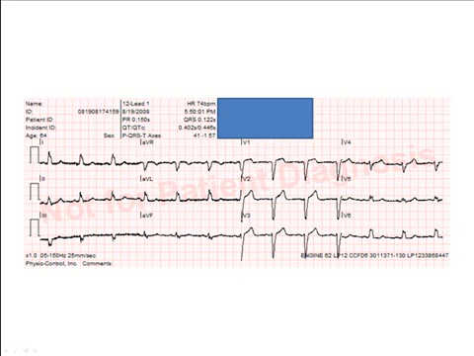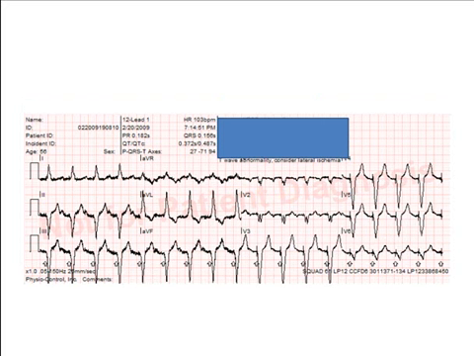This is another supraventricular rhythm with a wide QRS complex. The duration here is 0.122 seconds. We look at V1, the terminal deflection is down. Therefore, this would be a left bundle branch block.